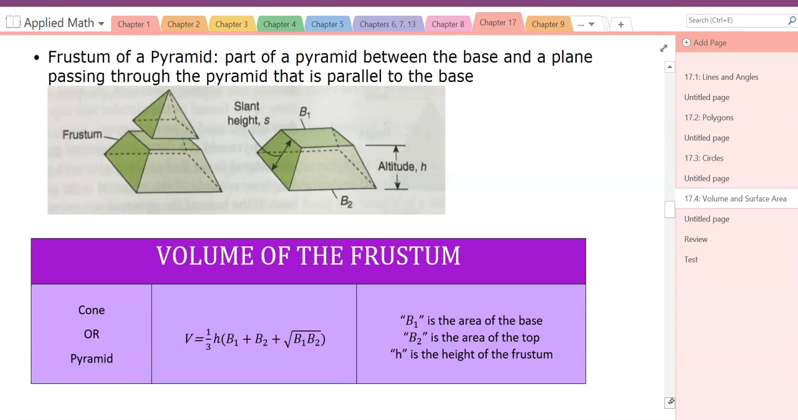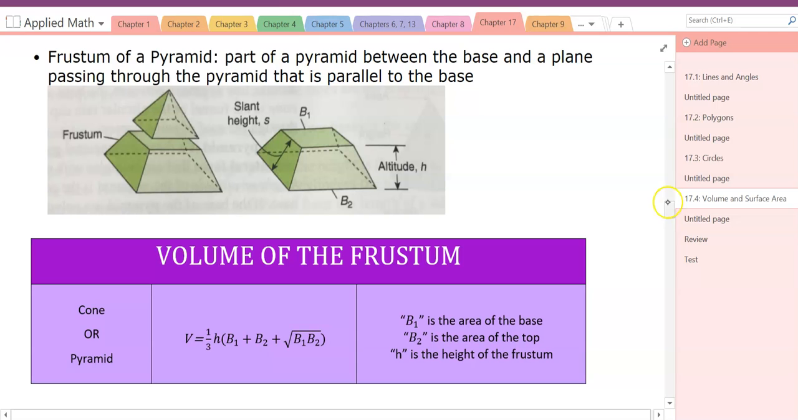So this is the formula that you want to use for that. 1/3 times the height of the pyramid, and then they have B1 and B2. Those are the areas of your bases. So the bases would be the top and the bottom of that 3D trapezoid type shape. And then H is still the height of the pyramid.